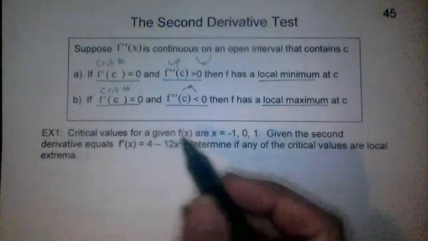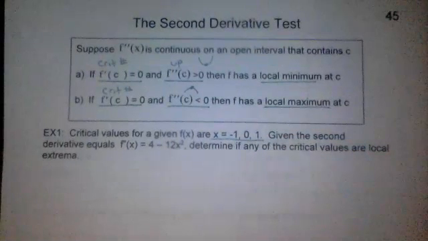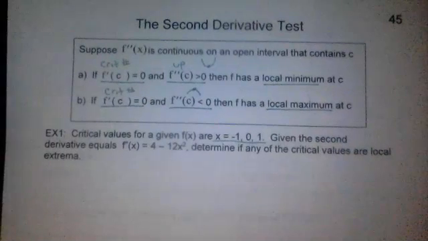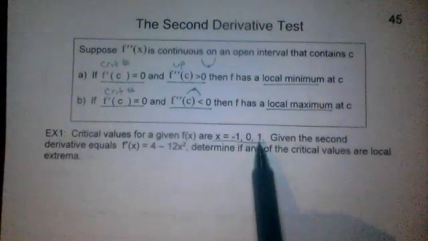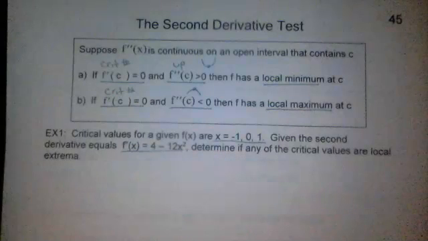So here we go. We have critical values given at -1, 0, and 1. So they've already set the derivative equal to 0. They've gotten the critical numbers here. And here is the equation for the second derivative, and it wants us to determine if any of these critical values are maxes or mins.